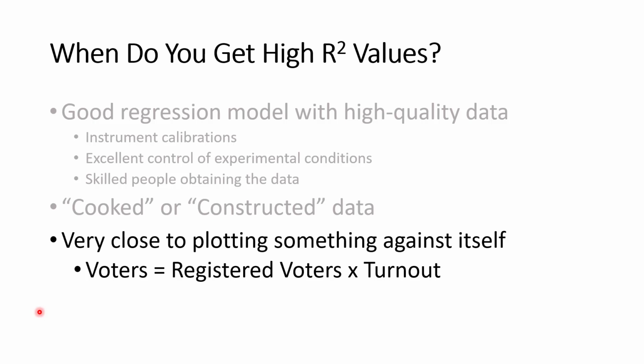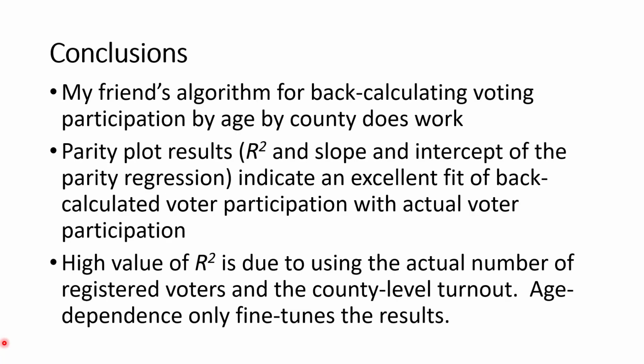We talked earlier about when you get high correlation coefficients. Well, I think what's happened is we're very, very close to plotting something against itself. We're looking at the number of voters by taking the number of registered voters times the turnout, but the turnout is just the ratio of the voters to the registered voters overall. So we're just very close to plotting something by itself.